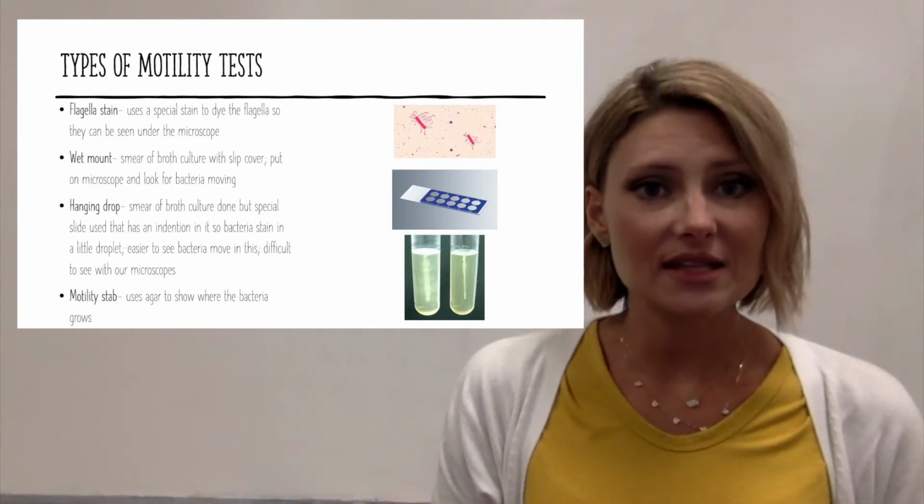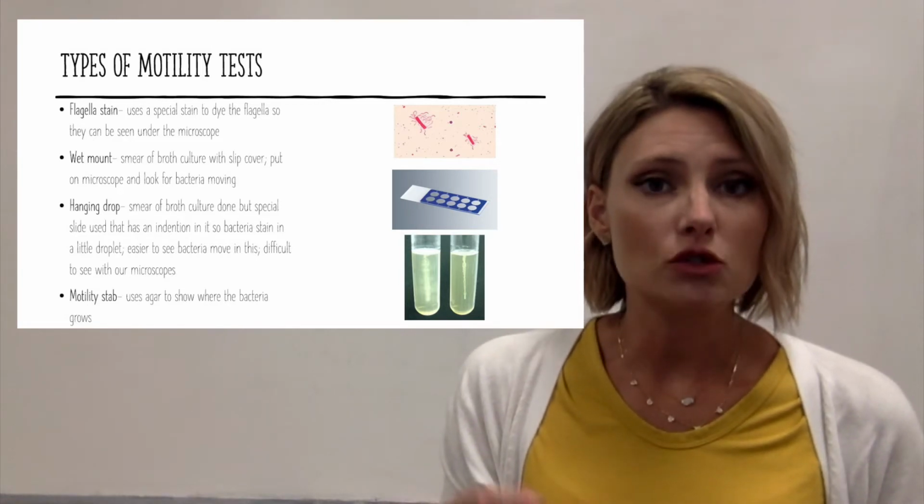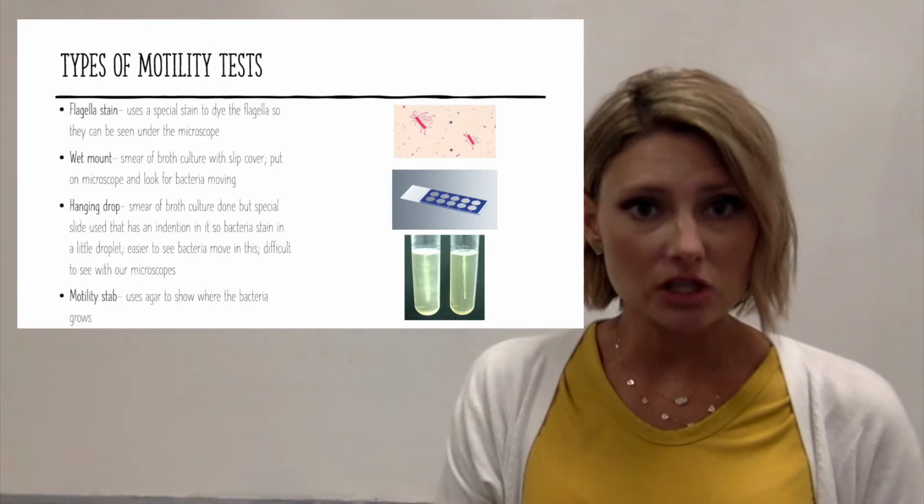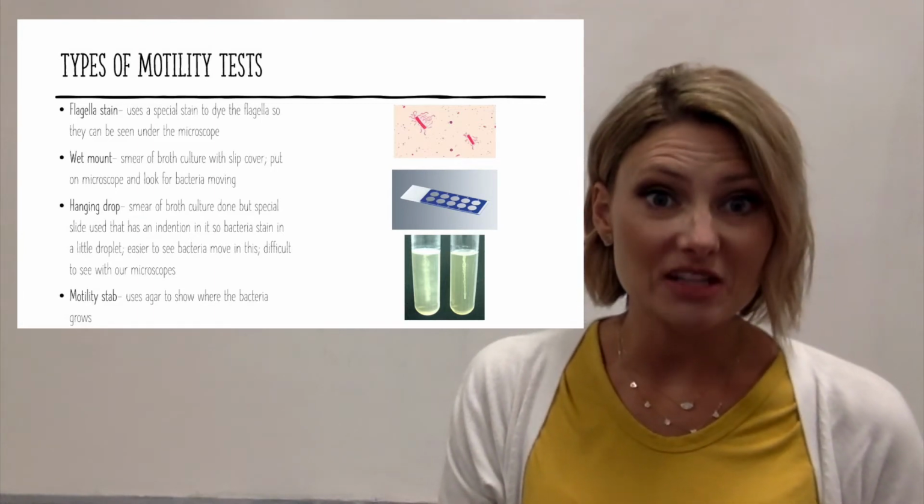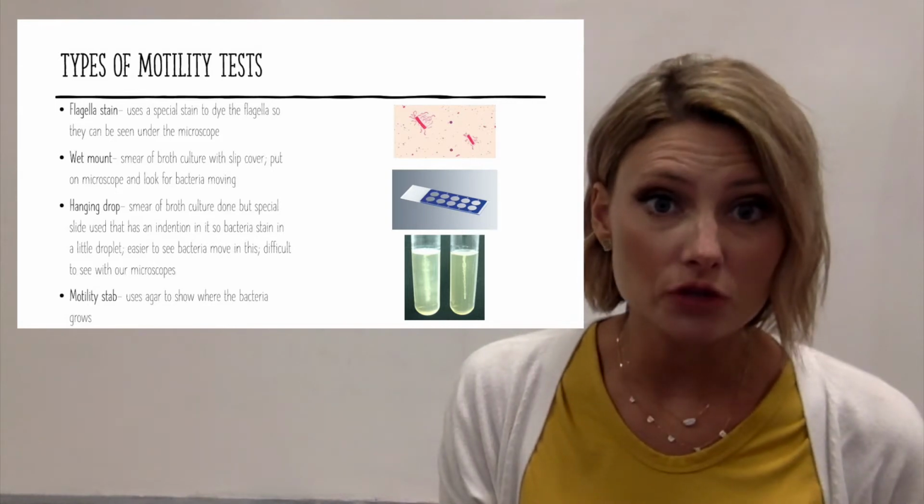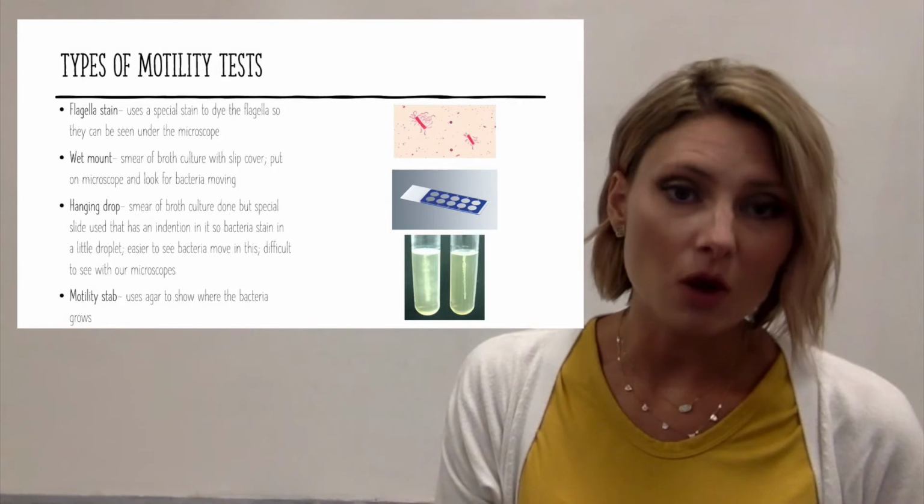The other technique that's mentioned in your book is a wet mount, where you simply take a drop of broth and then put a cover slip on it and put it under the microscope. It's really hard to see the bacteria move with a light microscope, the ones that we have in our lab. So that's a reason why we don't do those.